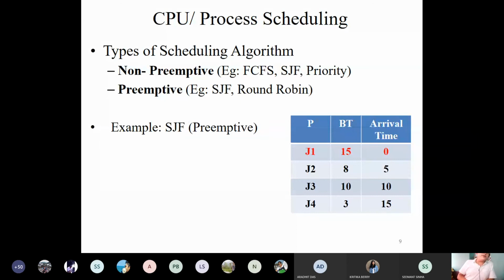Non-preemptive case means you assign a job to the CPU, or you give the CPU to a particular job. Now the job will not relinquish the CPU until it is completely executed. I repeat, until the job is completely executed, it will not release the CPU voluntarily. That kind of algorithm is known as a non-preemptive algorithm.